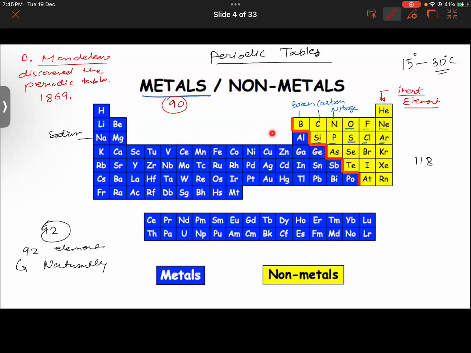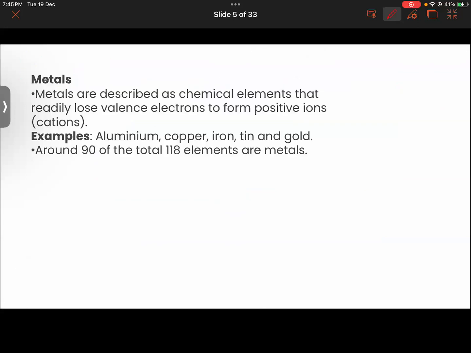In this table that you see, this is called the periodic table. The ones in the blue color are the metals, while the ones in the yellow color are the non-metals. Moving ahead, we did talk about metals. So we understood that metals are those elements that form positive ions.